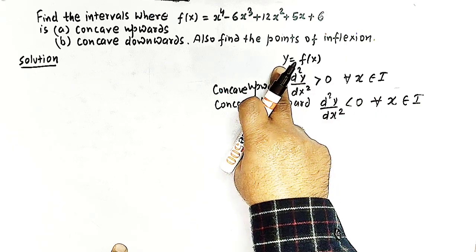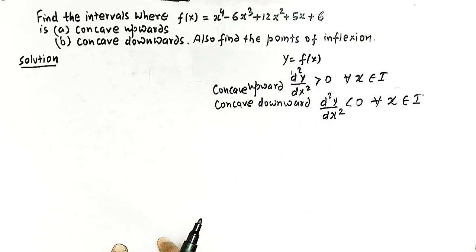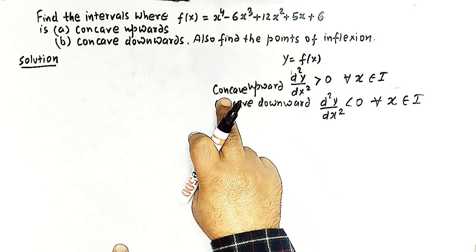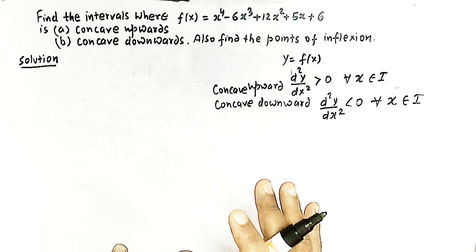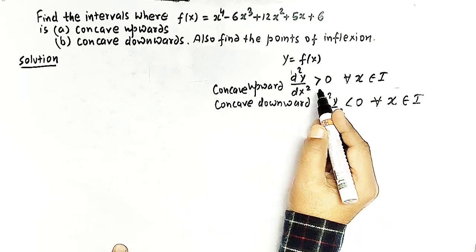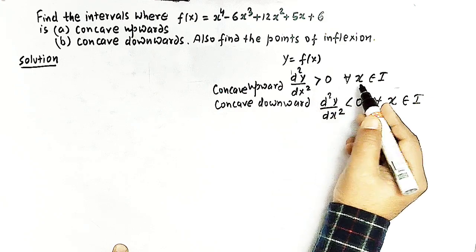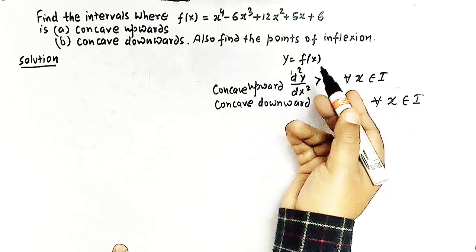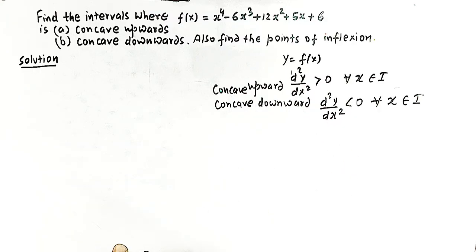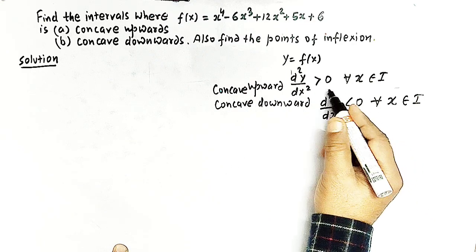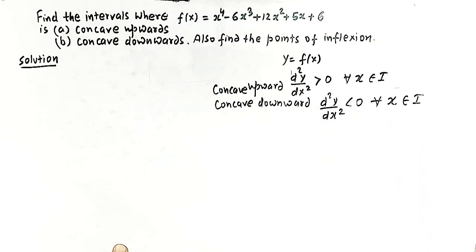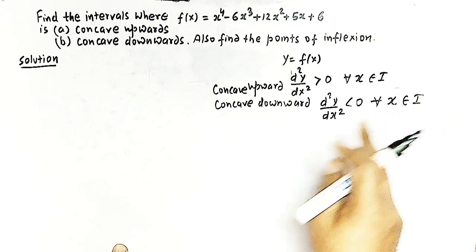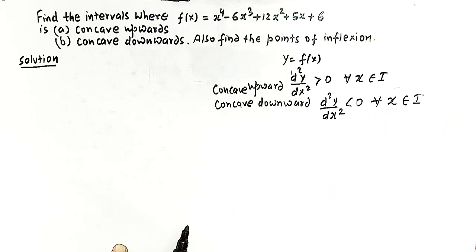So we are given a function y is equal to f of x, and this function or this curve is said to be concave upward when the second derivative is positive for all x belonging to I, and this function or this curve is said to be concave downward when the second derivative is less than 0, that is, it is negative for all x belonging to I, right?